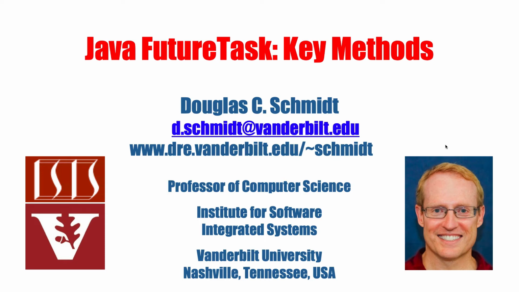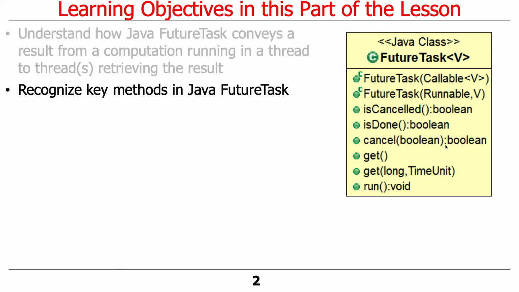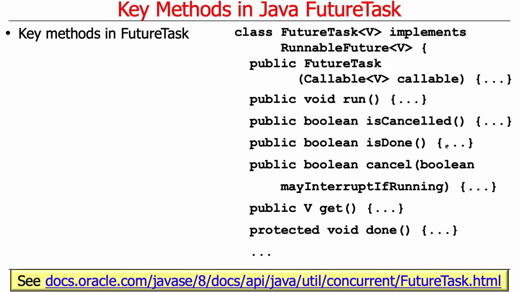So now that you know a little bit about what a FutureTask is used for and the general capabilities it provides, which are running computations in a background thread and then using it via the Runnable interface, and then being able to get the results in a future-like way because it implements the Future interface, let's talk specifically about its key methods.